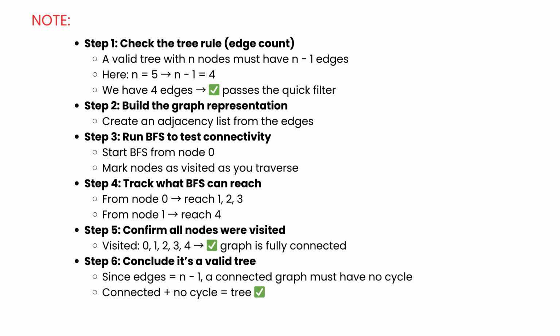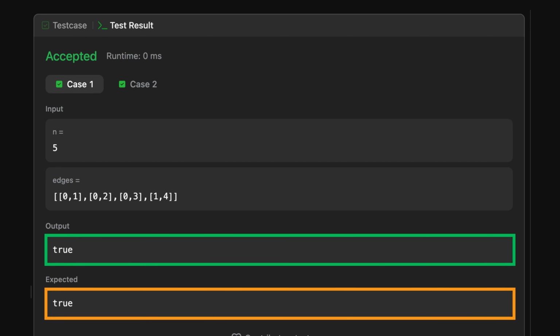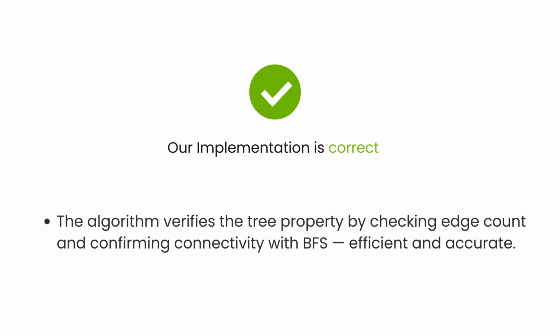And that's exactly what our program outputs, true, matching the expected result. The output makes perfect sense because all nodes are connected in one clean structure with no extra edges creating loops. So, our implementation is correct. The algorithm verifies the tree property by checking edge count and confirming connectivity with BFS, efficient and accurate.